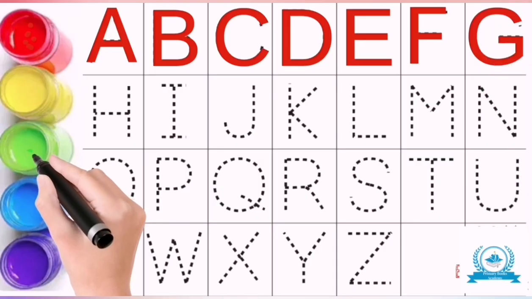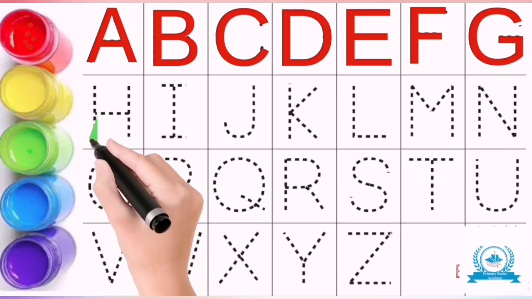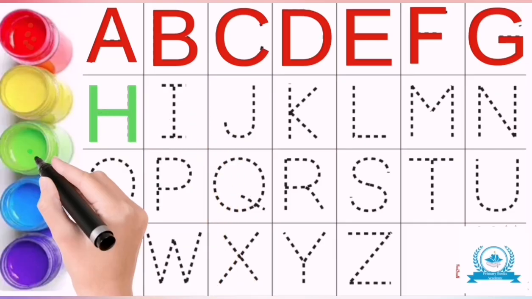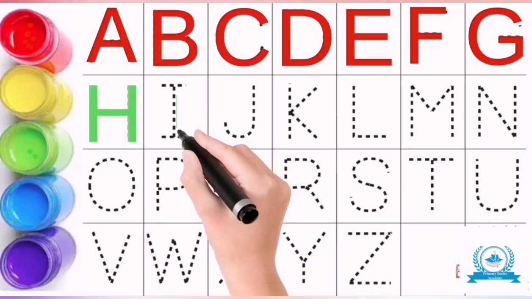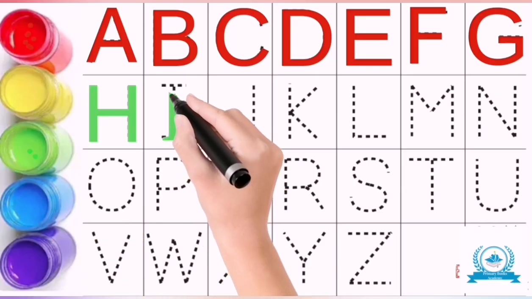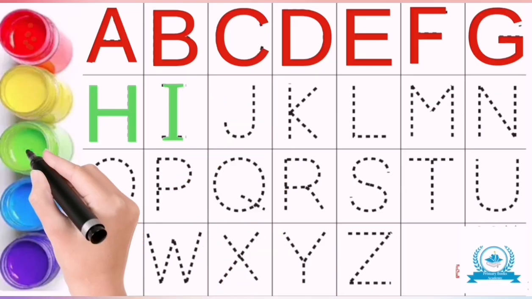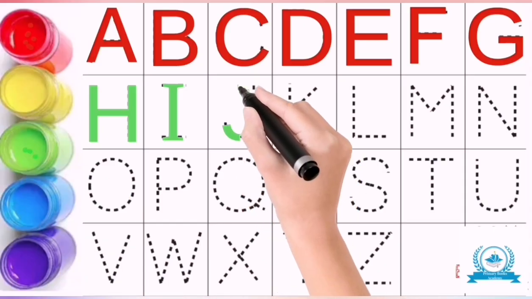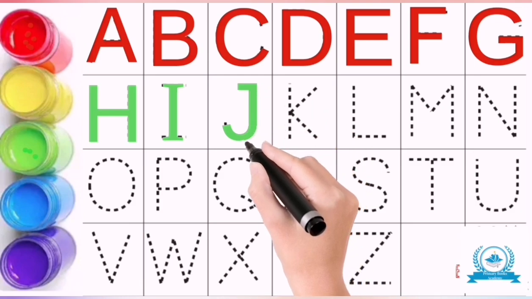H is for hen, two lines join the middle. I is for ice cream, one straight line, easy one. J is for jug, down and a little curve.